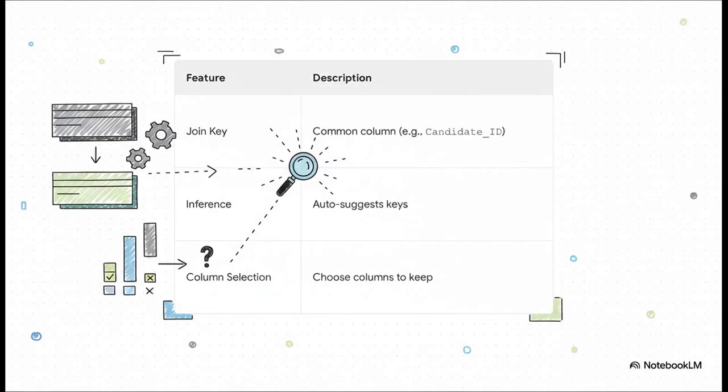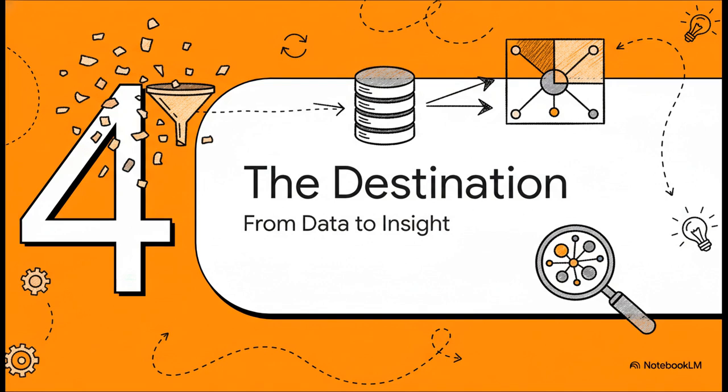Now, what's incredibly helpful here is that data prep does most of the heavy lifting. It analyzes both datasets and automatically suggests that the candidate ID is the best way to link them. It also gives you total flexibility to choose exactly which columns you want to keep from each file in your new merged dataset.